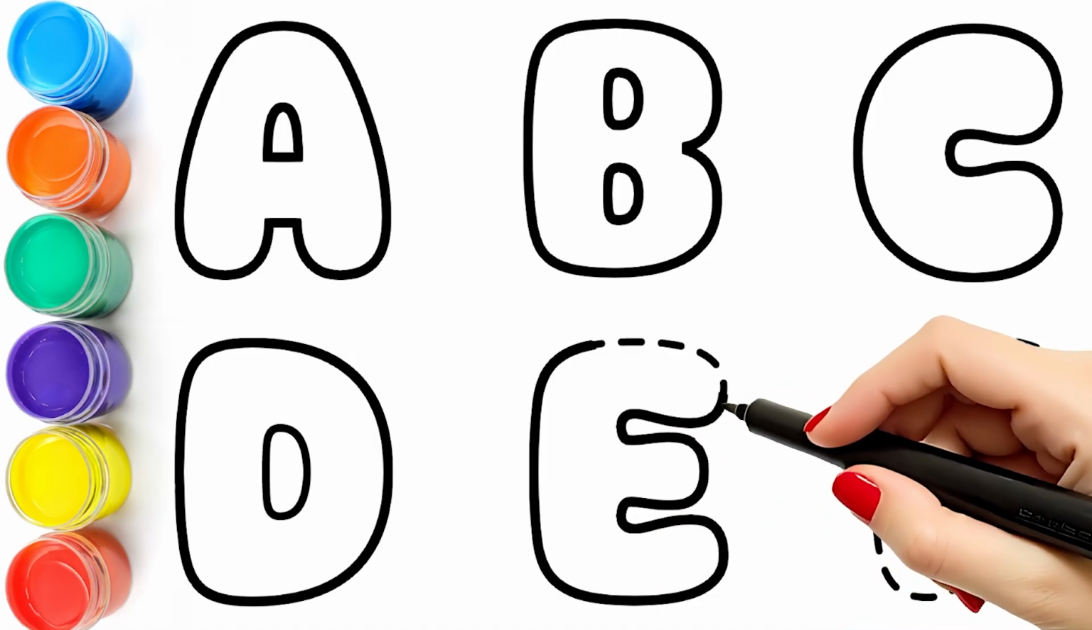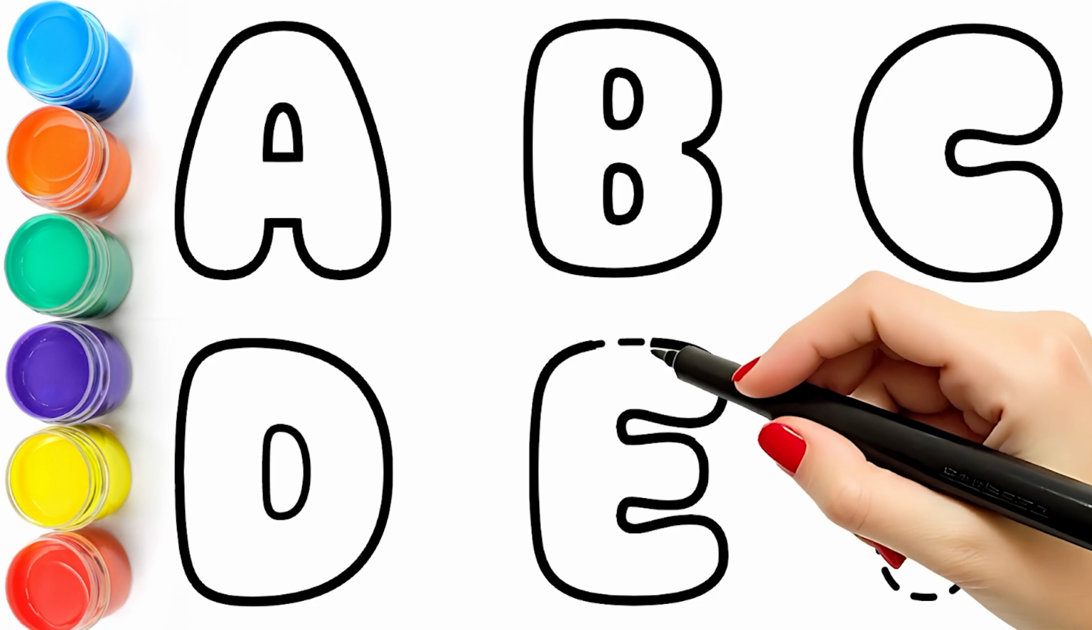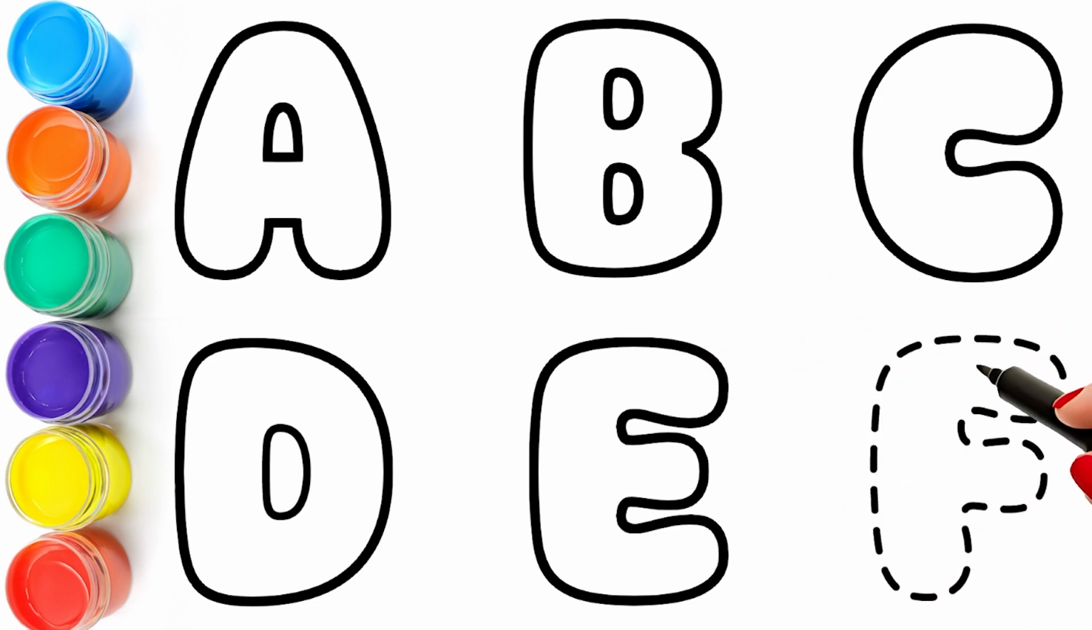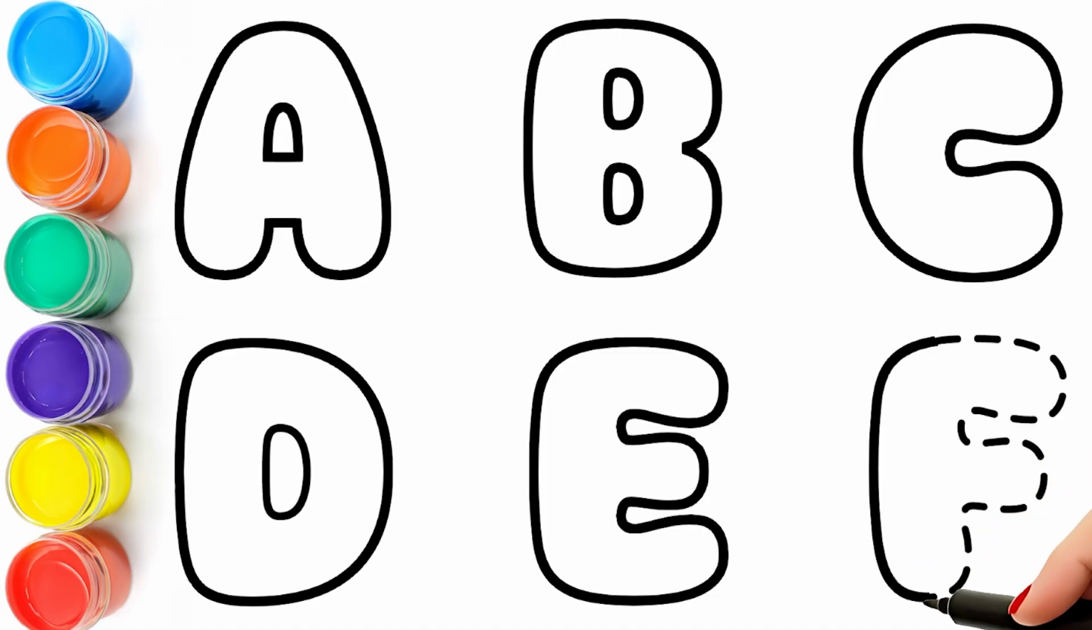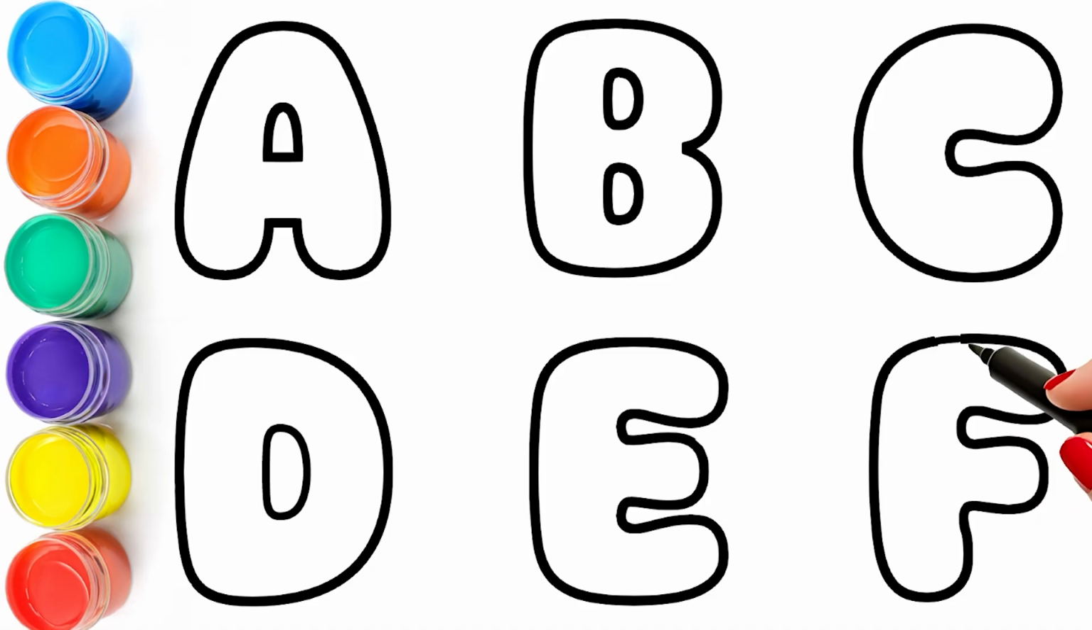ABCDEFG HIJK LMNOP Now let's border the letter F. QRSWXYZ. Now I know my ABCs. Next time, won't you sing with me?